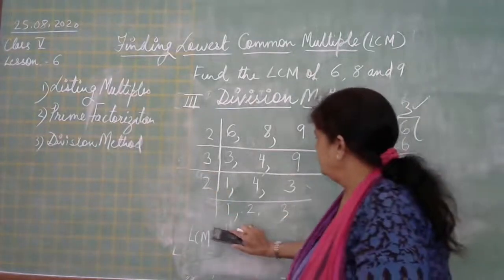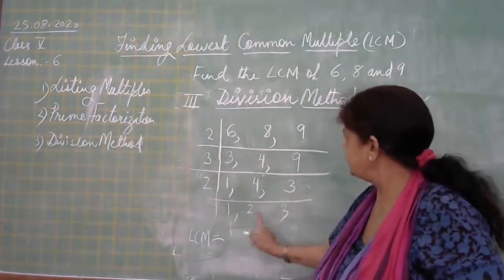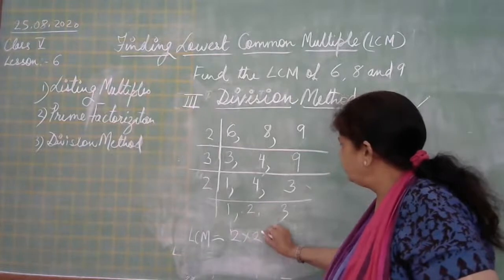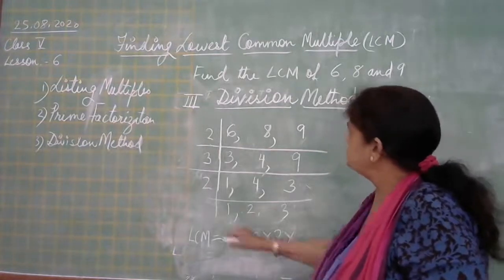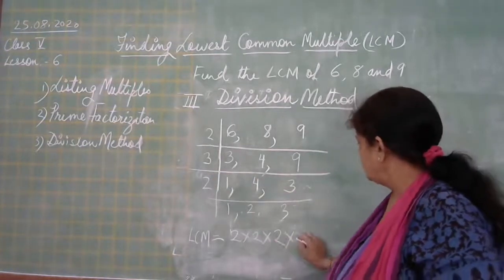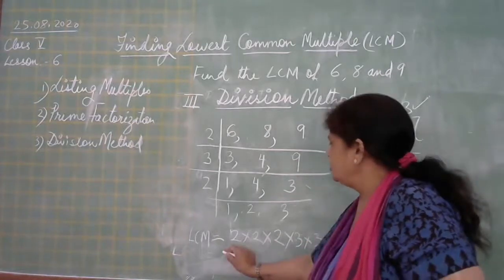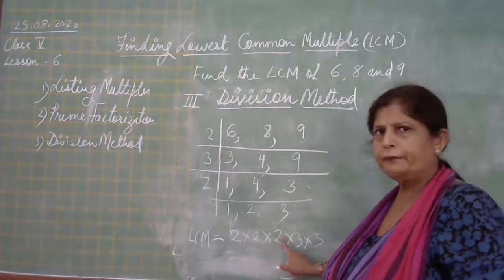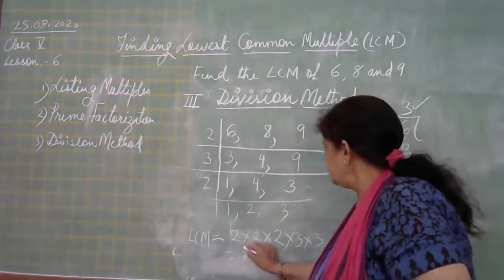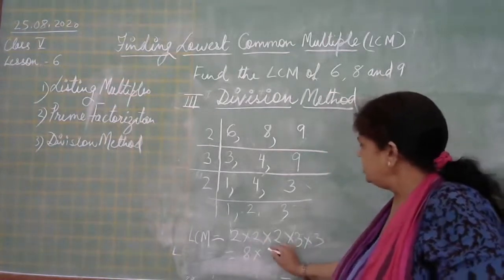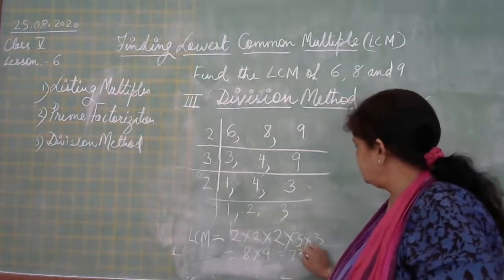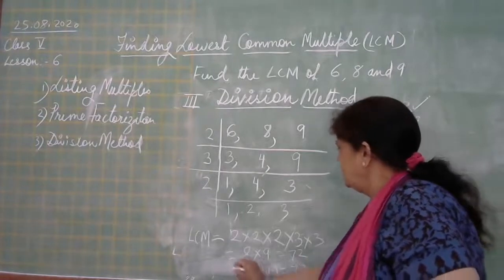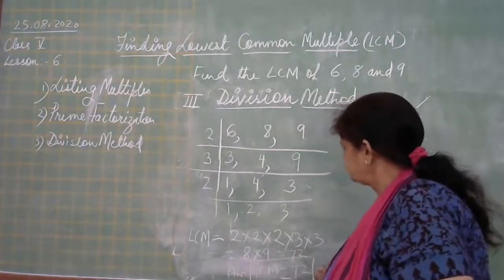Right? So we write the LCM. Now first we take how many 2s? 1, 2, 3. 2 multiplied by 2 multiplied by 2. Now this is 3. 1, 2. 3 multiplied by 3. So that is 2 multiplied by 2, 4. 4 multiplied by 2, 8. So this is 8 multiplied by 3 into 3, 9. So that this is 72. So LCM here is 72. And that is the answer.